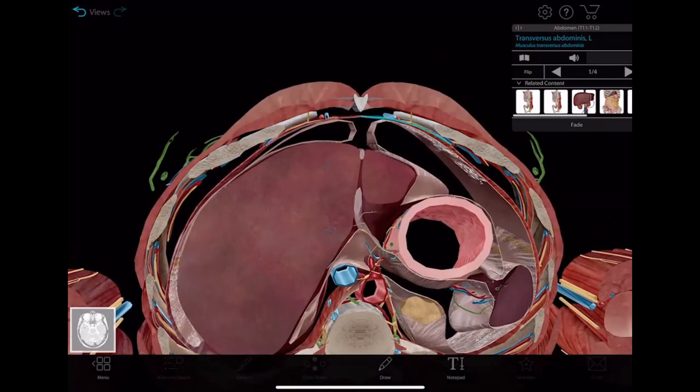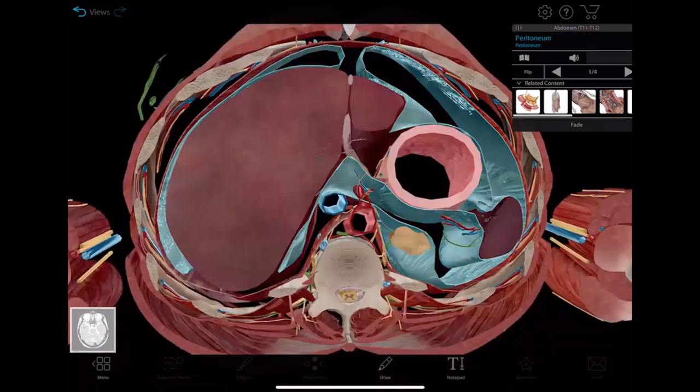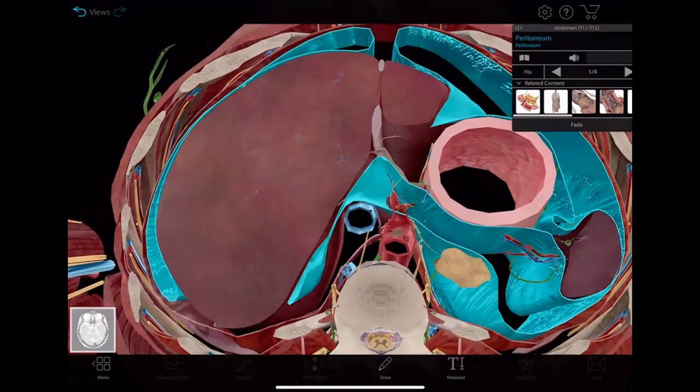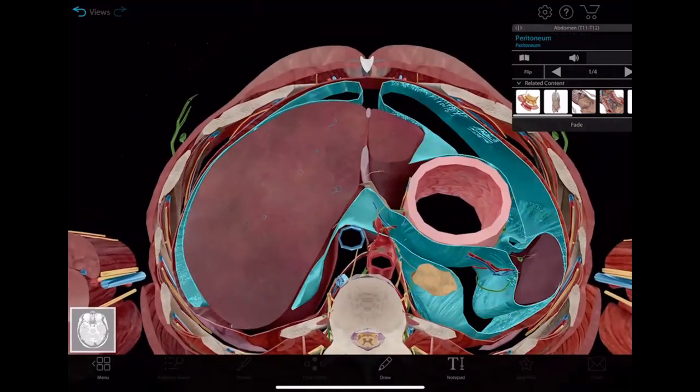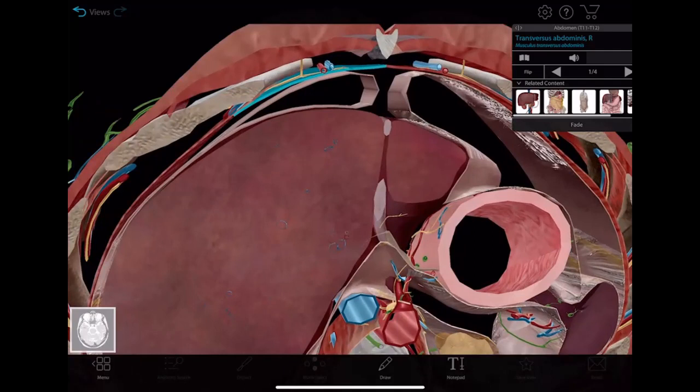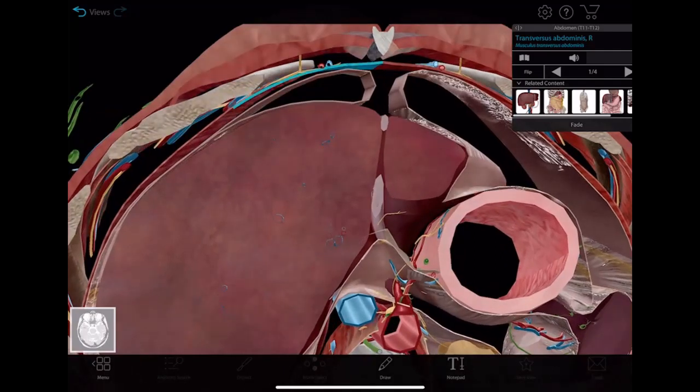This is the transverse abdominis muscle, and you see this is the peritoneum, right? This is the peritoneum. Selected structure is peritoneum. So between the transversus abdominis, right, and the peritoneum, between this layer and this layer exists the extraperitoneal fascia, right?